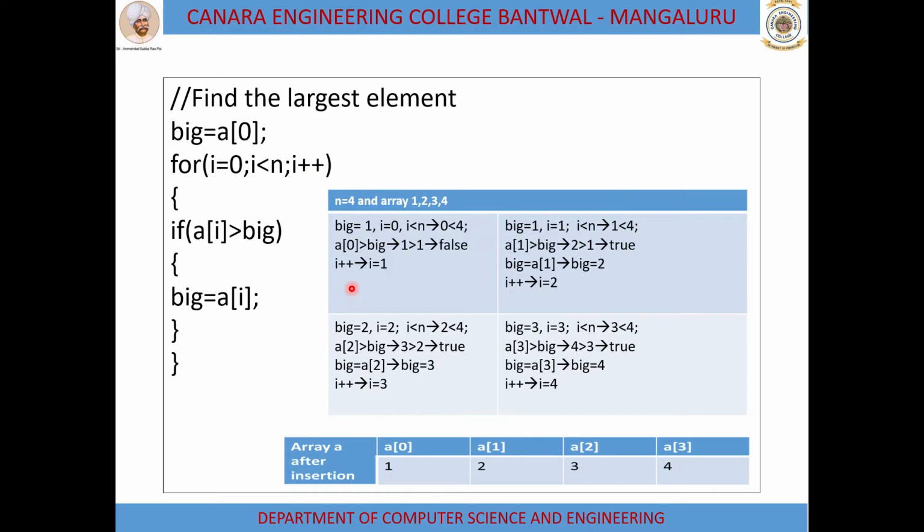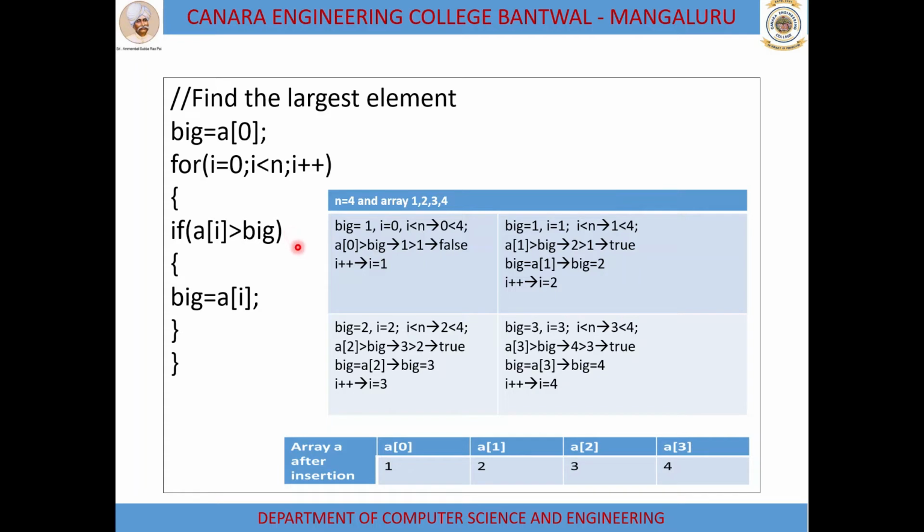Now i is incremented by 1 and the condition is checked. 1 is less than 4, so the condition is true and the control will come inside. Now if a of i is greater than big, a of i is now a of 1. What is the value stored at location a of 1? The value is 2. So 2 is greater than big, and the value stored in big is 1. So 2 is greater than 1, the condition is true.